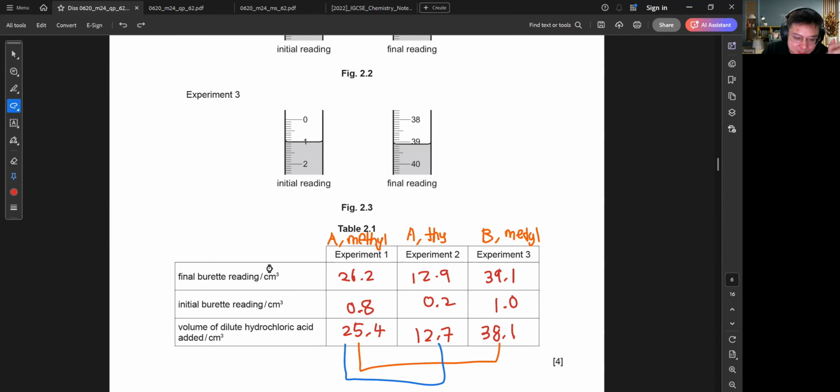And then the last one is the volume of hydrochloric acid added. So this is quite simple. You'll just use your calculator, take the final minus the initial. You would get your answer. So you can check if you all get this answer, all right?